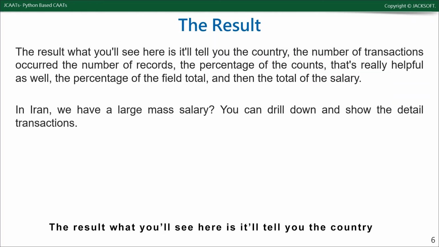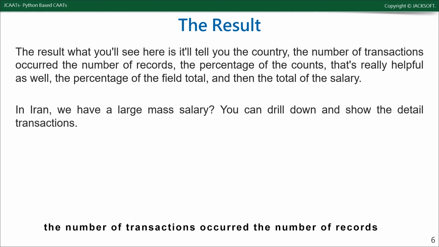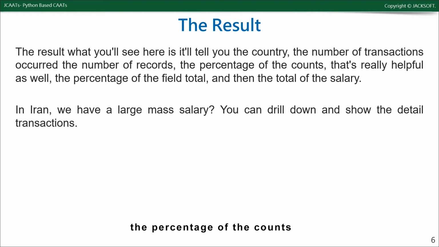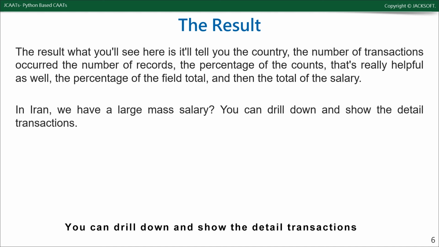The result that you'll see here tells you the country, the number of transactions or records that occurred, and the percentage of the counts, which is really helpful as well. Then the percentage of the field total, and the total of the salary. In Iran, we have a large amount of salary. You can drill down and show the detailed transactions.